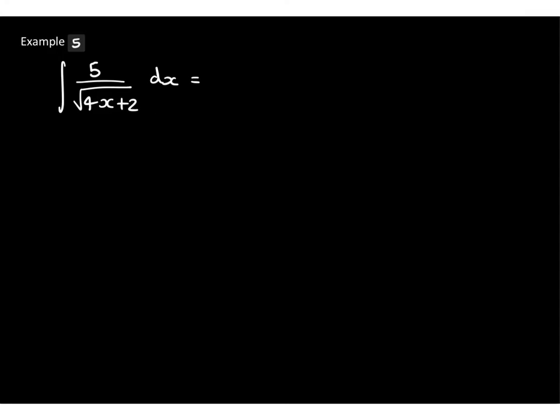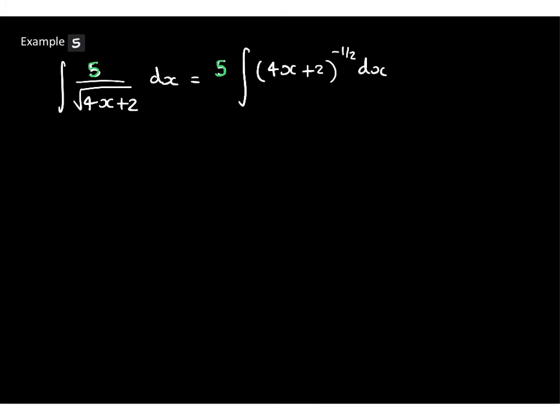So we have the integral of 5 over the square root of 4x plus 2. Now I'm going to rewrite this. I'm going to pull the 5 outside of the integral. So this 5 here is going to come outside of my integral. And then I'm going to rewrite the denominator, so the root of 4x plus 2 as 4x plus 2 to the negative a half.